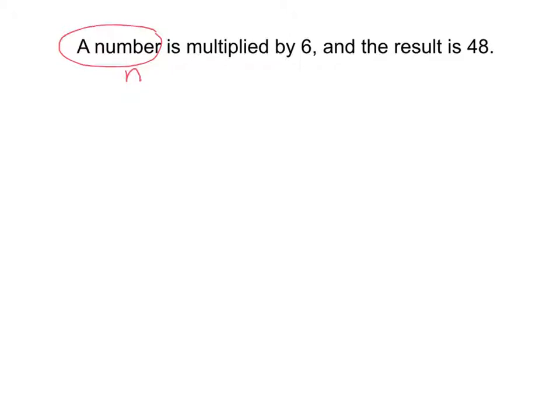That's what's unknown. So a number, n, is multiplied by 6. And the result, so whatever 6 times the number is, the result is 48. What symbol would we use to show what the result is? Equals. Equals 48.